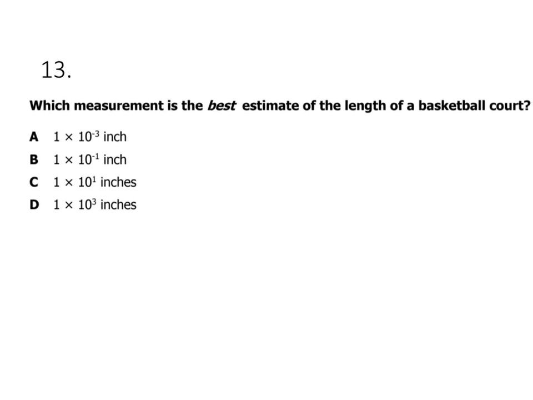13, which measurement is the best estimate for the length of a basketball court? Okay, first we need to think about the inch and know that when you have negative exponents here, that is basically going to give you a fraction, because they're going to be very small. And if we know fractions are not even a whole, you know that that cannot be a basketball court. Okay? And 1 times 10 to the first power is going to give you 10.